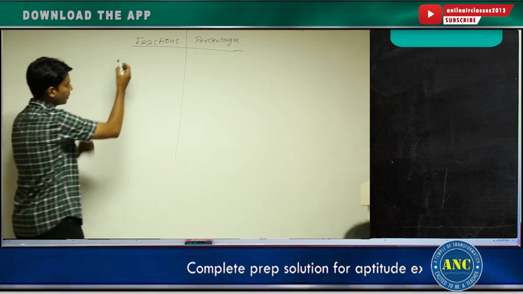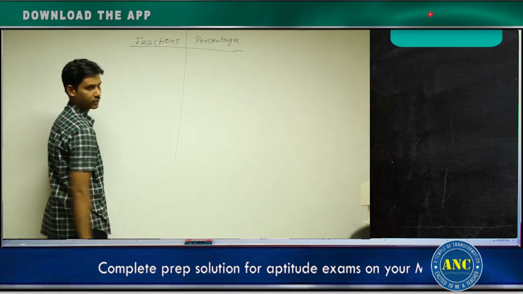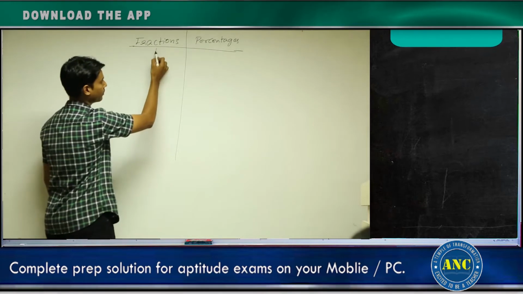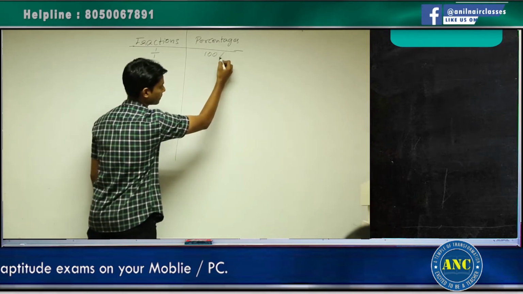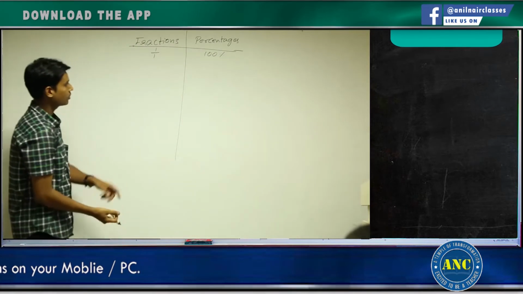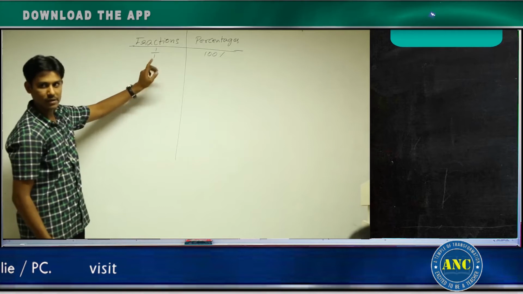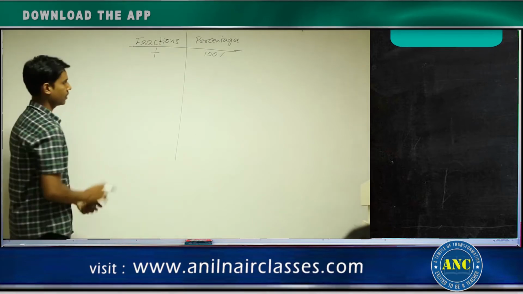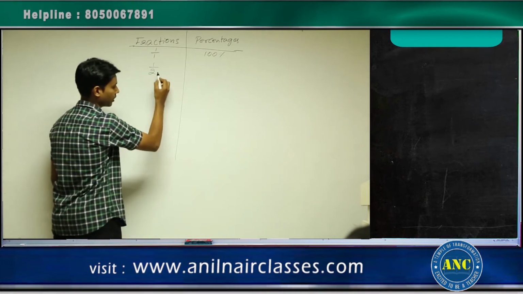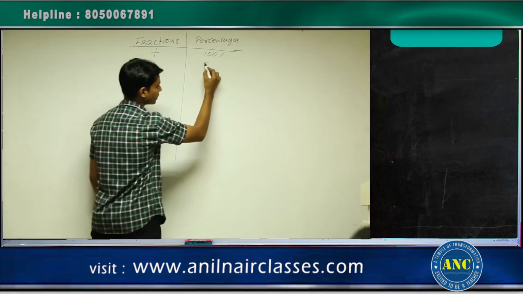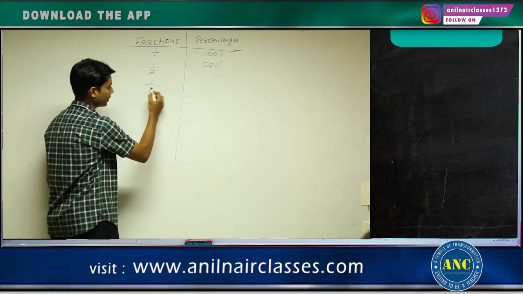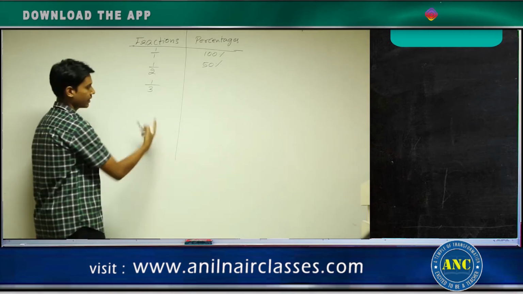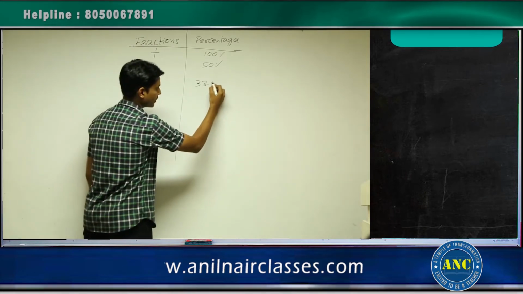See here. Fractions. First I will start with the basic elementary fraction, 1 by 1. Everyone knows it is 100%. I will slowly increase the denominator. Simultaneously I will also increase the numerator. Next it becomes 1 by 2. 1 by 2 is 50%. Again I will increase the denominator. It becomes 1 by 3. 100 by 3. It is 33.33%.